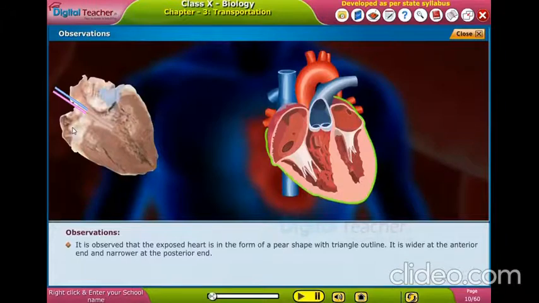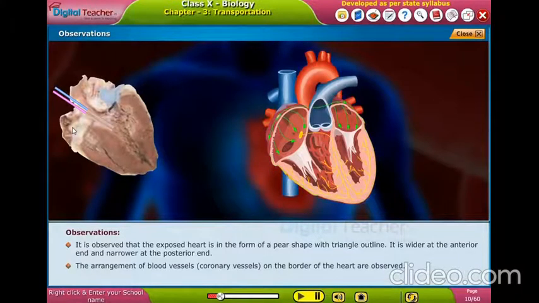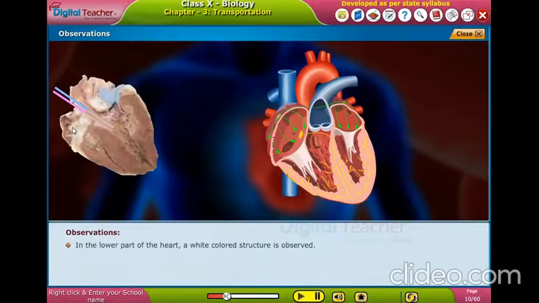It is observed that the exposed heart is in the form of a pear shape with triangle outline. It is wider at the anterior end and narrower at the posterior end. The arrangement of blood vessels, coronary vessels on the border of the heart are observed. Throughout the heart, the thickness of the wall is not uniform. In the lower part of the heart, a white-colored structure is observed.